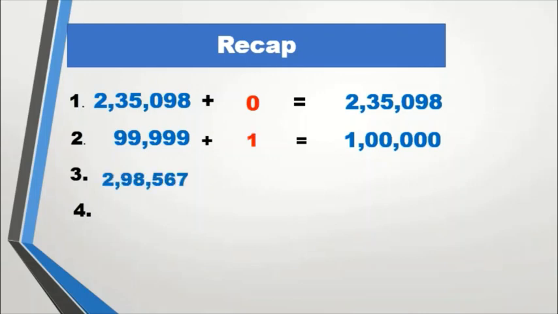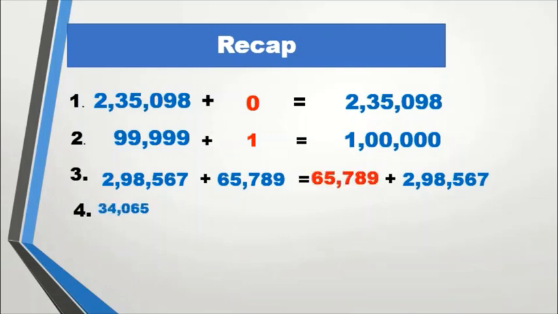Now let us see the third one. Here we are having two addends on the left hand side of the is equal to. Now let us see how many addends are there on the right hand side. Here we are having only one addend. So what is the missing addend here, children? You are right, it is 65,789.